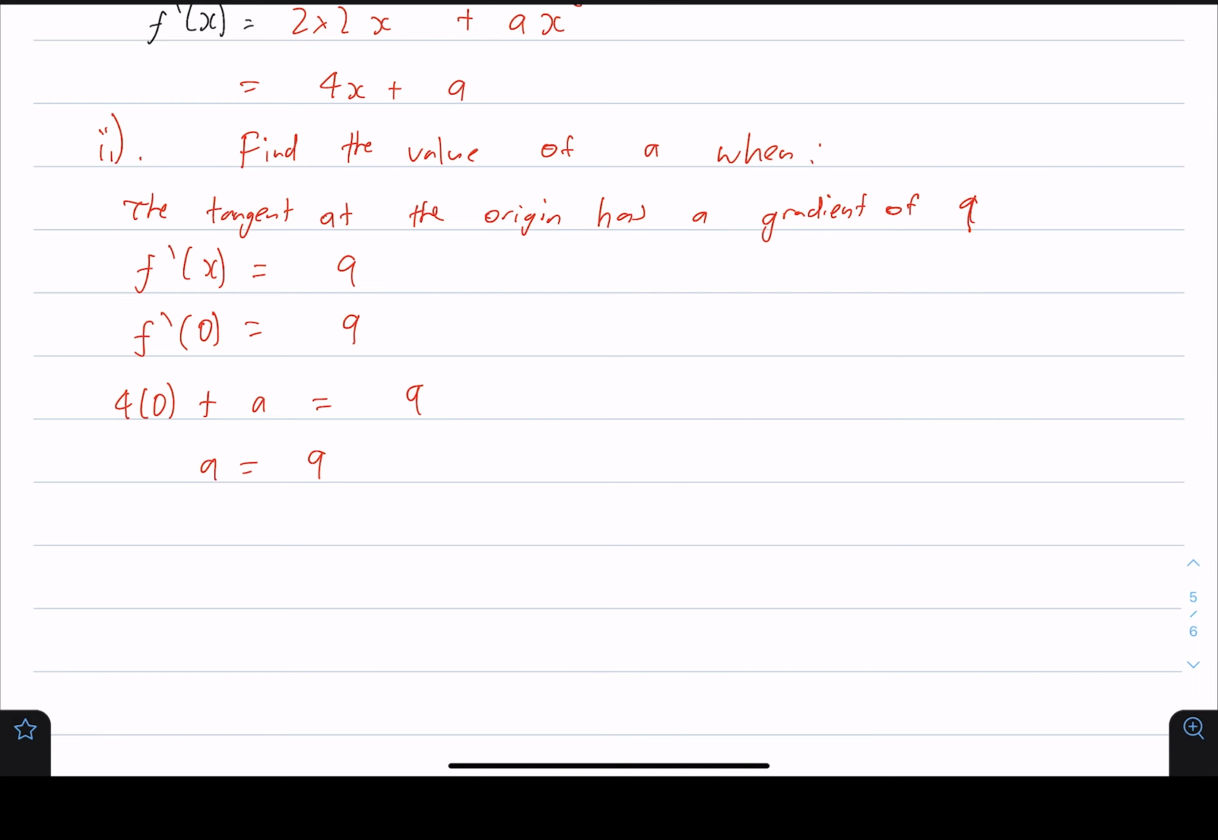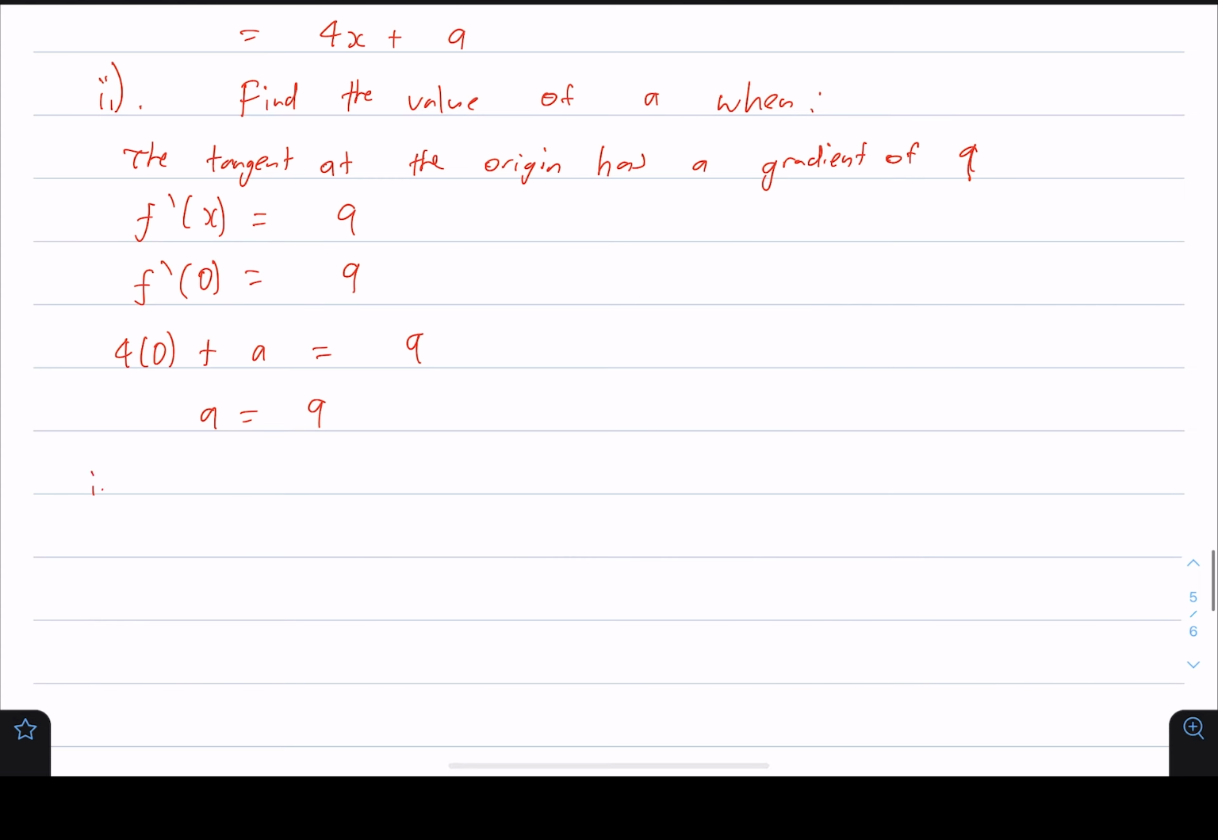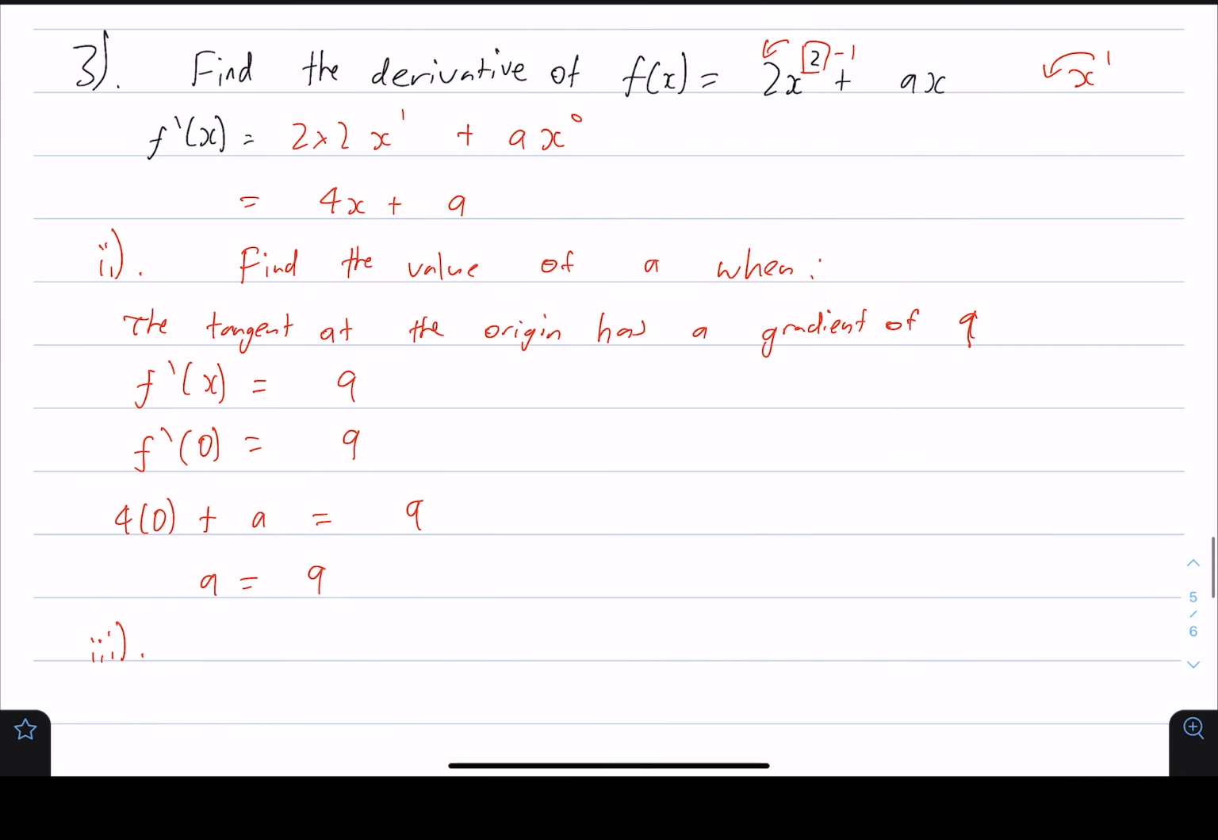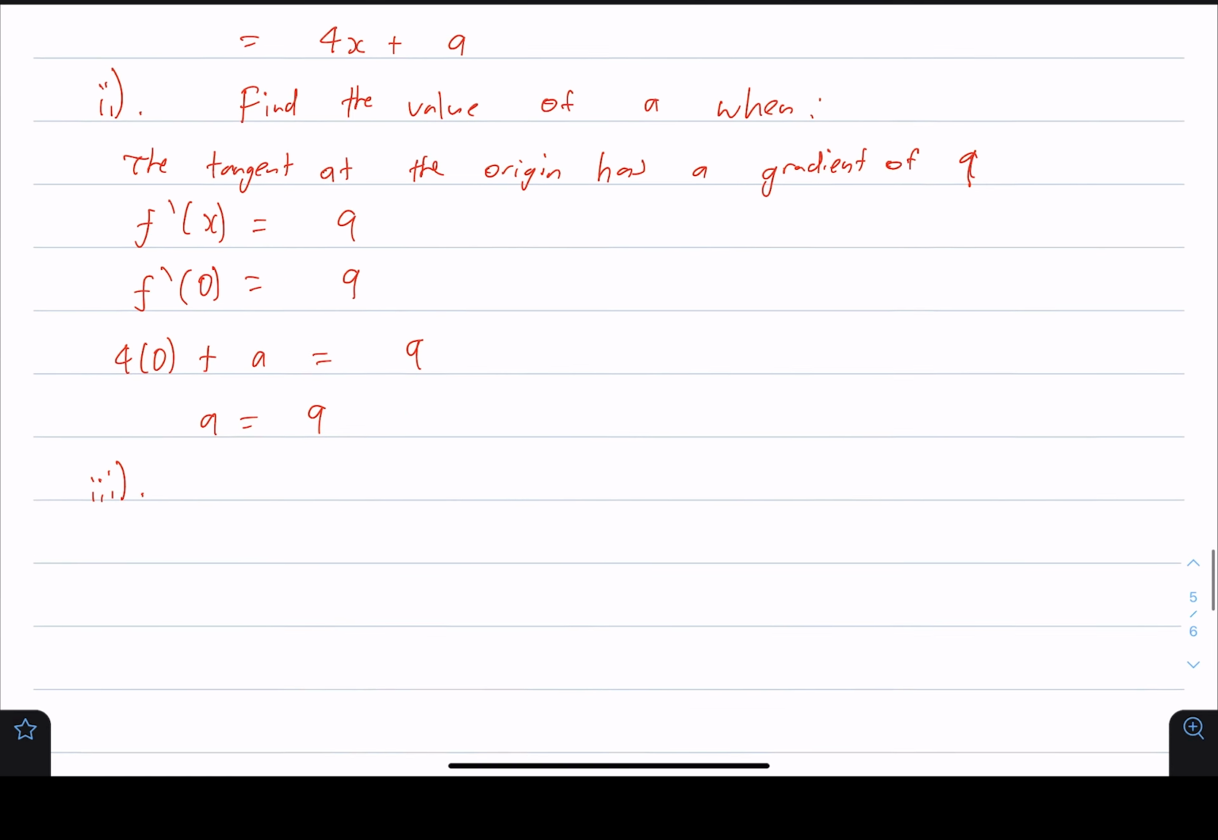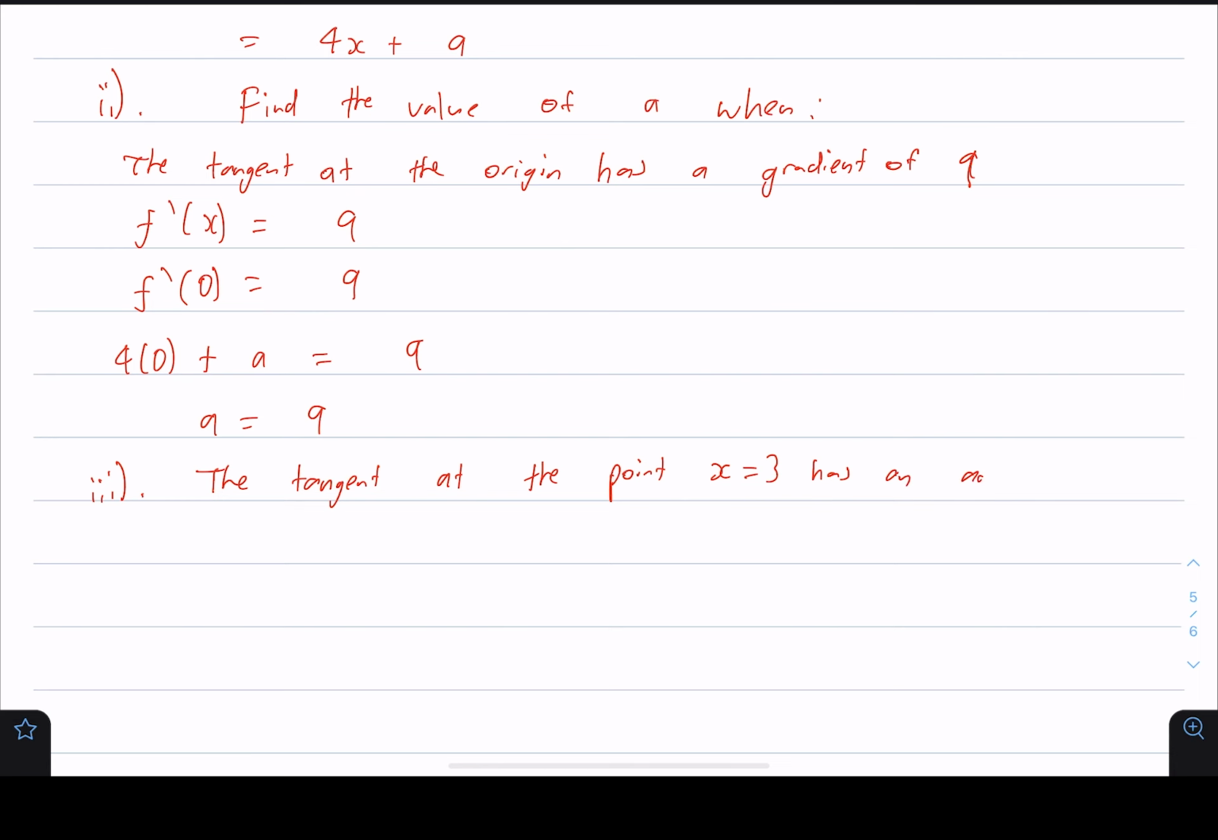So it's pretty simple. It's just interpreting the question. It's a slightly different approach because you're finding an unknown constant given the point and given the gradient at that point. So the third part, once again continuing this question of finding the value of a: find the value of a when the tangent at the point x equals 3 has an angle of inclination of 45 degrees.